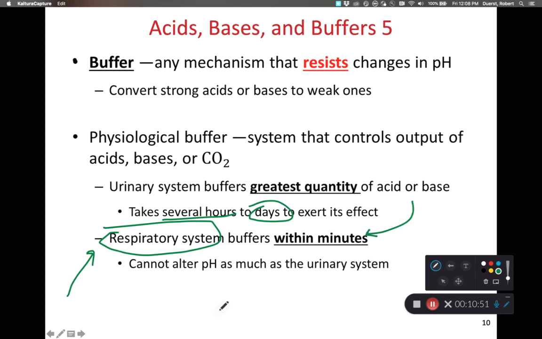The downside is that this respiratory system, the rate of inhalation and exhalation, our respiratory rhythm, can't have that big of an effect. We have a little bit of an effect on pH with our respiratory system, but it's really hard to match the urinary system's overall effect on our pH. So we have a very quick and weak response with our respiratory system, and we have a very slow and strong response with our urinary system in terms of controlling and buffering and modulating our overall body's pH.